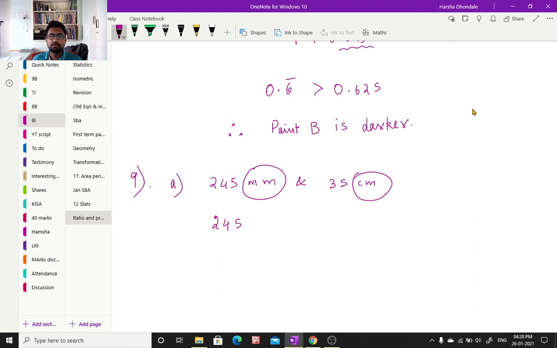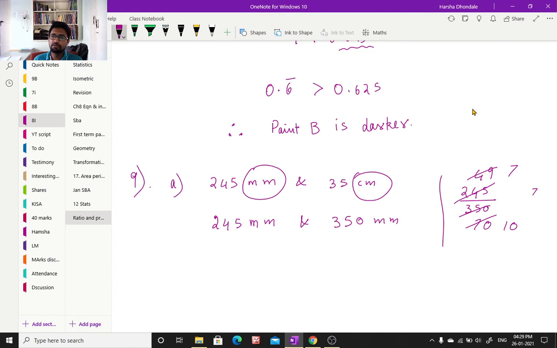245 mm, and convert the centimeter to mm, so it becomes 350 mm. Now you can do the comparison. You can write it as 245 is to 350 or 245 by 350. Solve it. When I say solve it, get it in its simplest form. Both are divisible by 5. 245 divided by 5 gives me 49, and 350 divided by 5 gives me 70. 7 sevens are 49, 7 tens are 70.